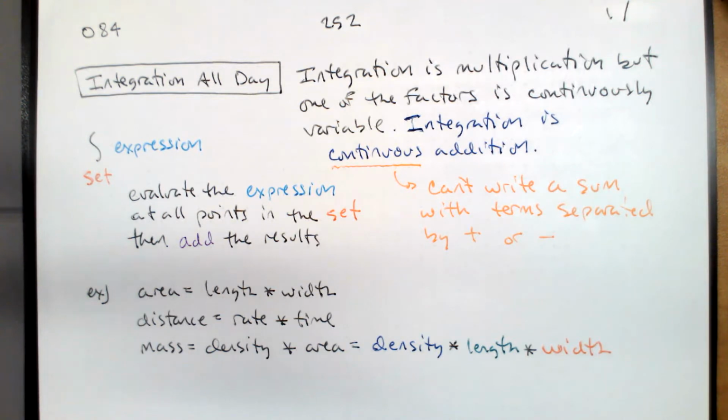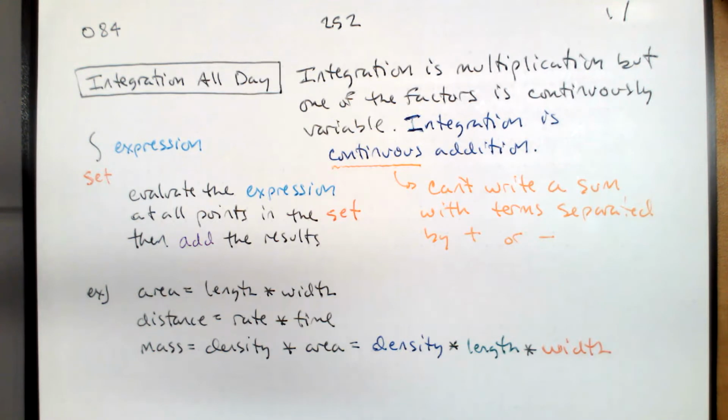Then we looked at a super different application where distance is equal to rate times time. The rate was variable over the time, so we integrated the rate over the time. It wasn't very different at all, because if we just plot time on the horizontal and rate on the vertical, we're just calculating area. That's why area is the only one we really need.